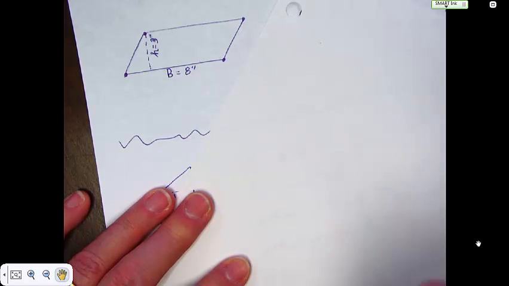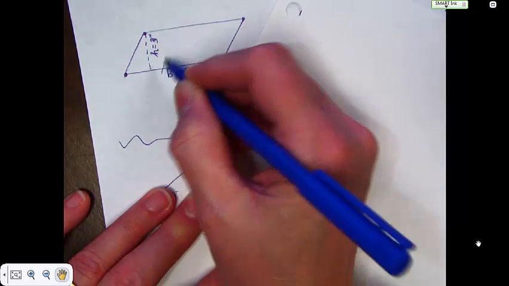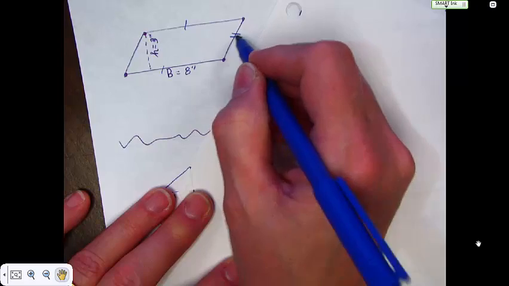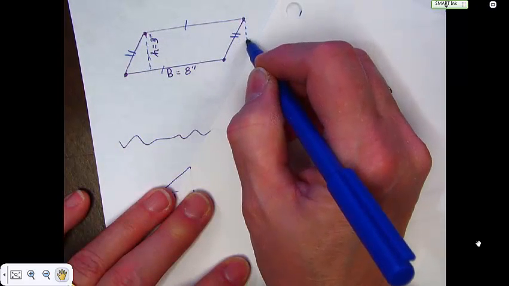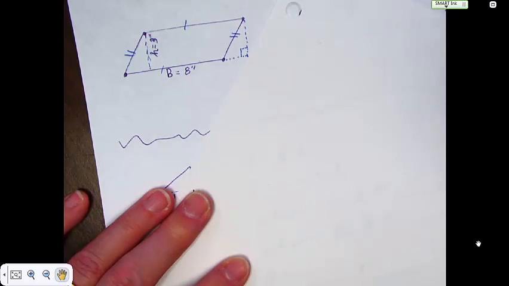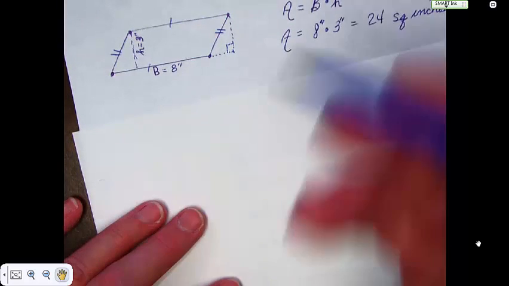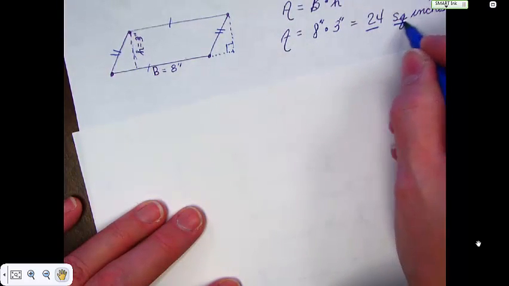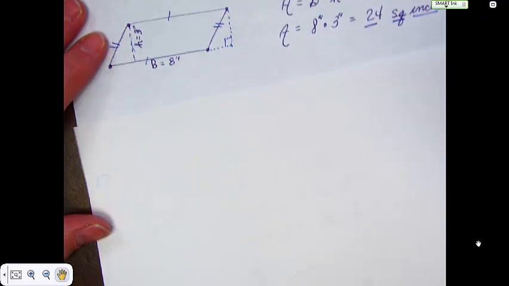Well, if you use the formula, it's big B times H, or base times height. And remember, this is going to be the same length as this one, and these are the same. And this height is going to be the same as if you dropped it down over here. So, 8 times 3, you betcha, 24. And remember, because it's area, it is 24 square inches. Not cubed, it's not volume, this is area.